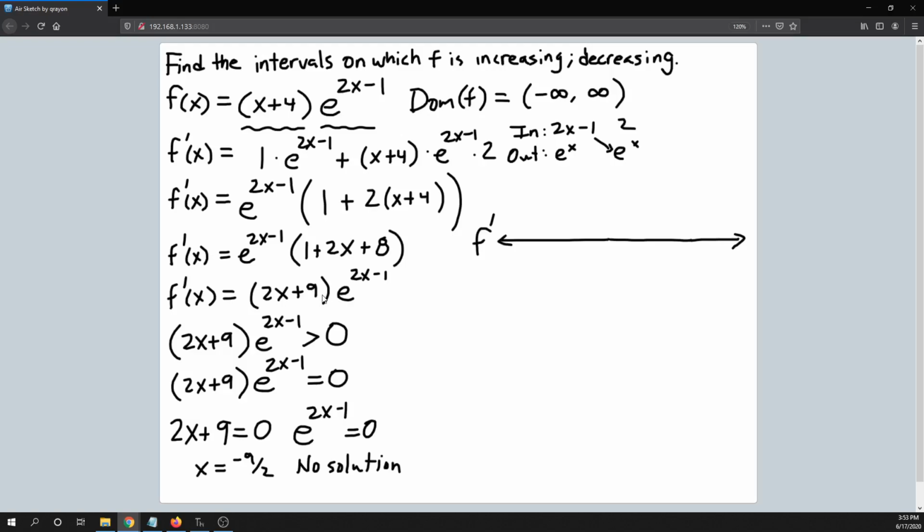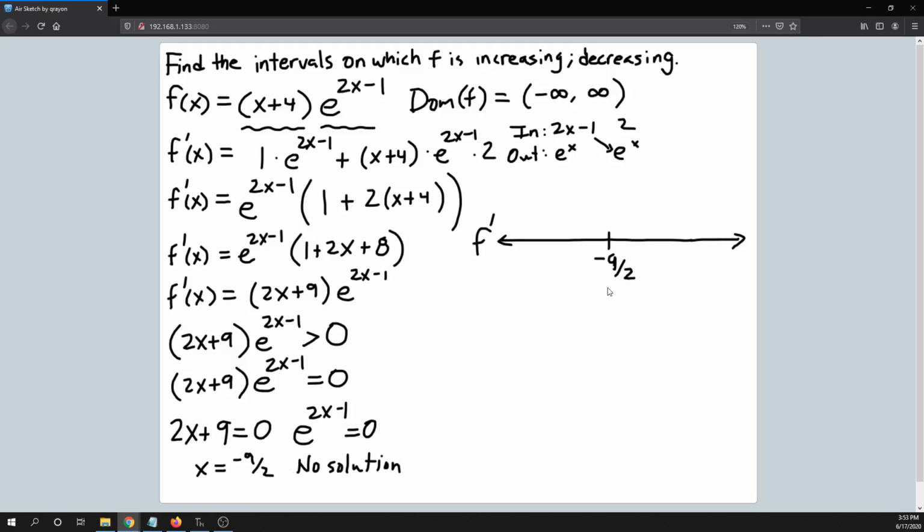The domain of the derivative, for exactly the same reasons that we talked about up here when we were finding the domain of f, is all real numbers. And then somewhere in there will be negative 9 halves. So all your real number solutions from this need to go on the number line. And those are your possible critical numbers. We only have one possible critical number here.